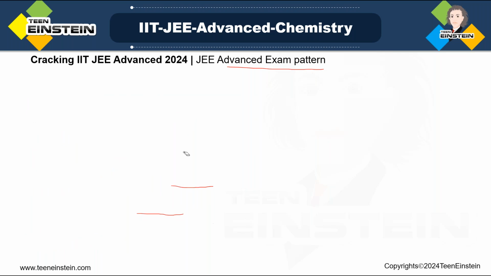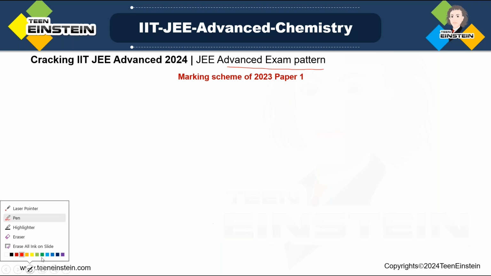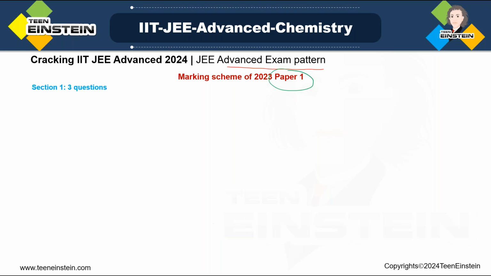There are actually a total of 4 sections in 2023. This is the marking scheme of 2023. First we will see paper 1. For paper 1, if we first consider section 1, there are a total of 3 questions. For each question there are 4 options, and 1 or more than 1 may be correct.